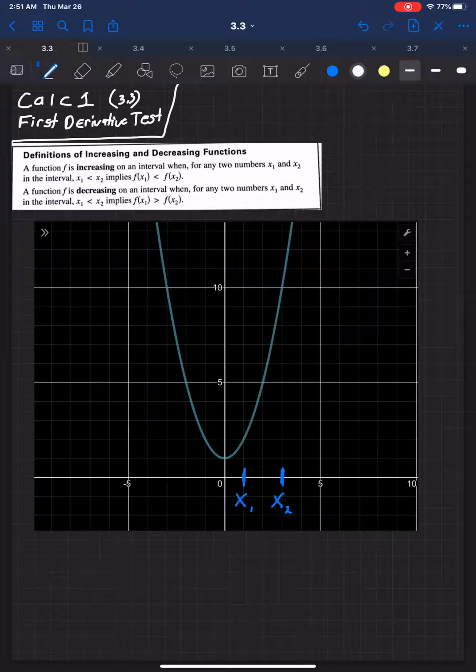All right, so welcome back, my calc students. We are in Chapter 3, Section 3. The topic is on what we call the first derivative test.